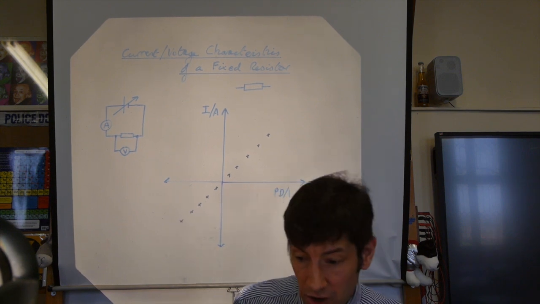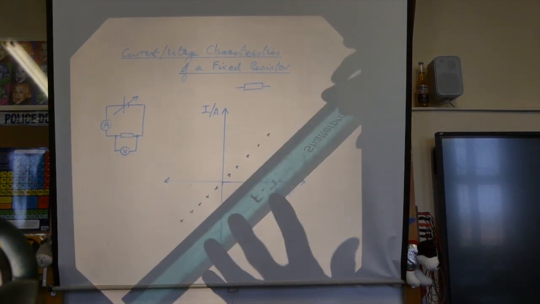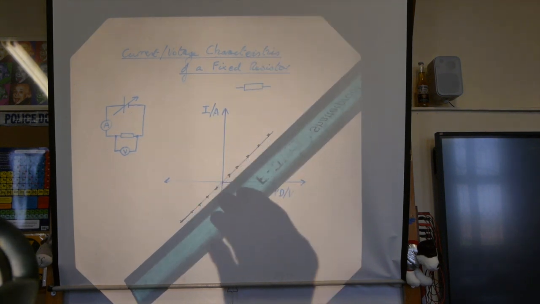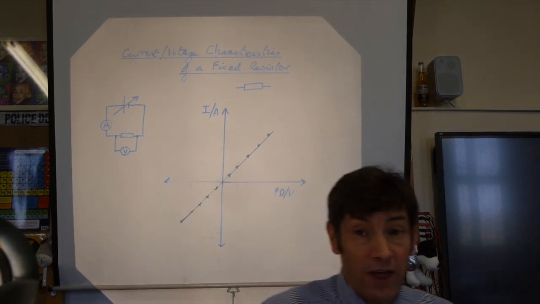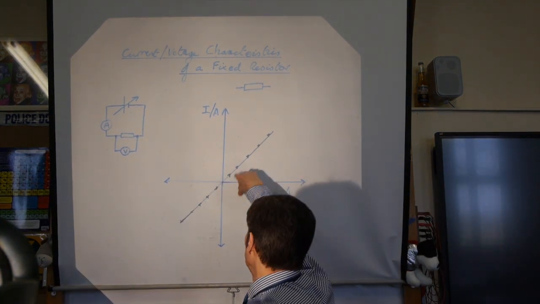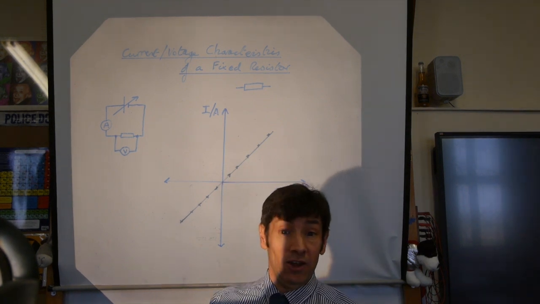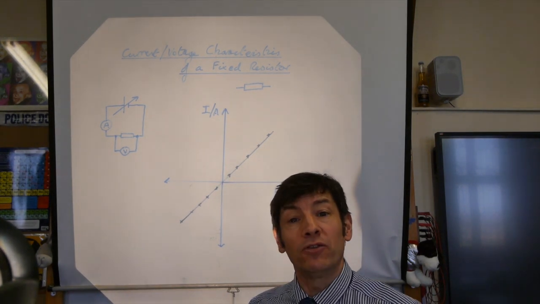Okay, so I'll come over here. We get a line through the points. There it is. And you'll notice something about that line, that it doesn't wiggle about. It's a fixed gradient. And the gradient of that line tells us something about the resistance.